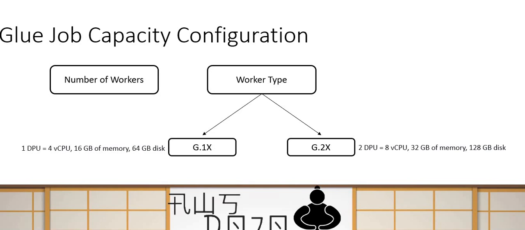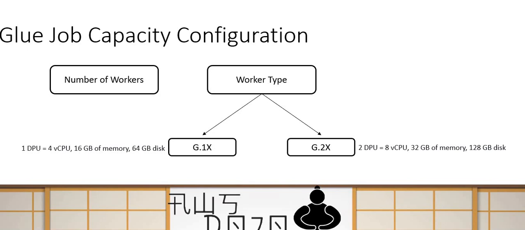In very simple terms, when you're defining Glue job capacity, you define the number of workers you want to use to run the Glue job, and also the worker type as either G.1x or G.2x. Based on that, a number of DPUs gets allocated to your Glue job, and based on the DPUs allocated, the job gets certain vCPUs, memory, and disk space to complete. That's how you define the capacity of the Glue job.